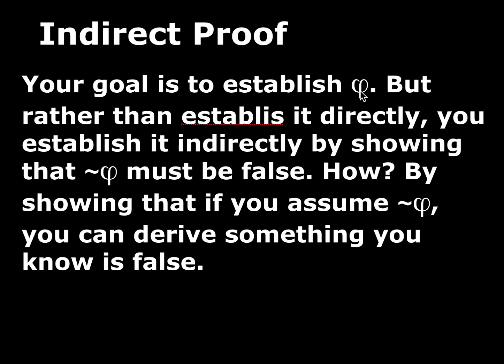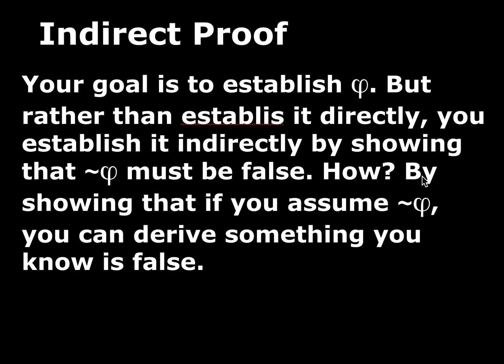Strategically, thinking of it in terms of overall strategy, instead of establishing phi, you show that phi is true, or you derive phi, indirectly by showing that not phi must be false. Of course, if not phi has to be false, then phi is true. So that's why it's called indirect proof. You're not directly establishing phi as true, you're establishing not phi as false, and then concluding that phi must be true.